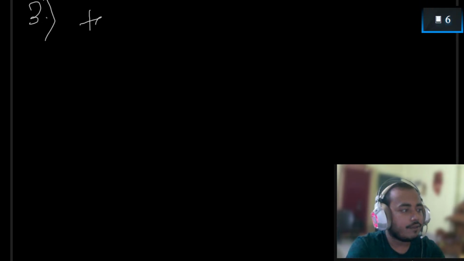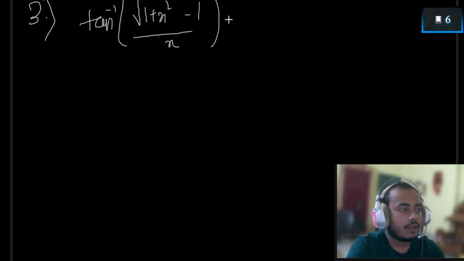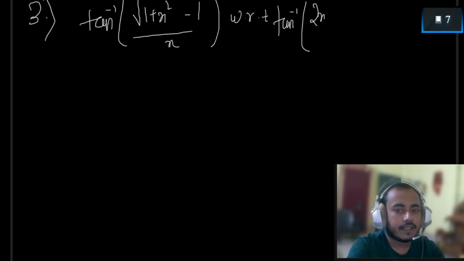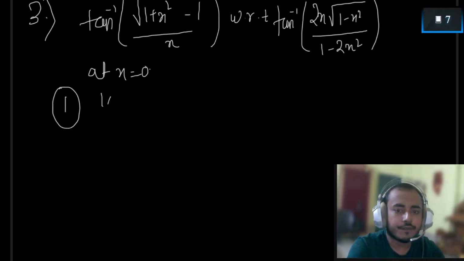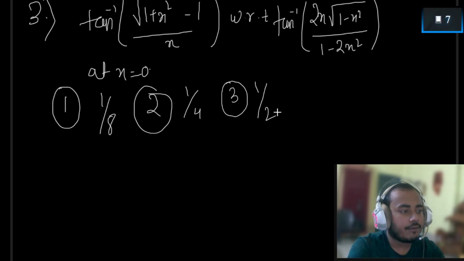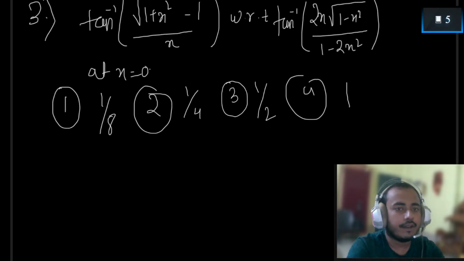So we want to find the derivative of tan inverse of root over 1 plus x square minus 1 by x, with respect to the function tan inverse of 2x into root over 1 minus x square by 1 minus 2x square. This is what we want to do, and we want to find this derivative at x equals 0. And then again, there are four options. One is 1 by 8, 2 is 1 by 4, 3 is 1 by 2, and 4 is 1. Okay.